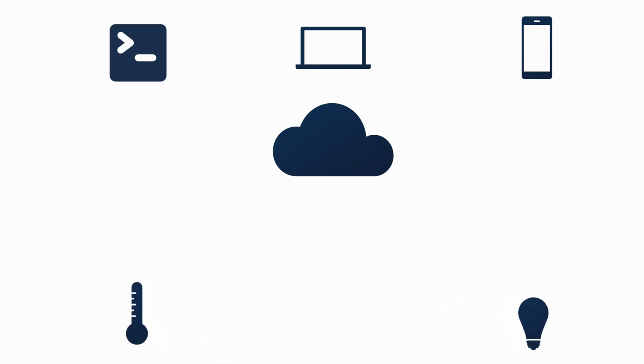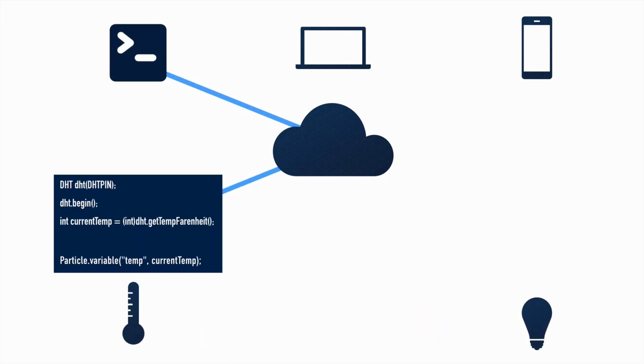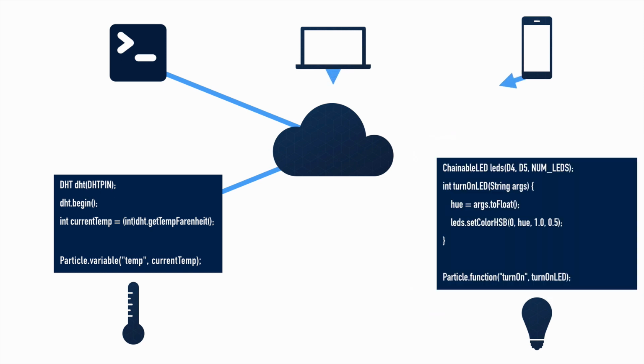With the Particle Variable and Function primitives, developers can access local device state, for instance, to retrieve the latest reading from a connected sensor, or call firmware functions to take action on the device, for instance, to turn on a light or move a servo. Because these primitives are mediated securely through the Particle Device Cloud, they can be accessed from other devices, the Particle Console, or even in web and mobile applications.